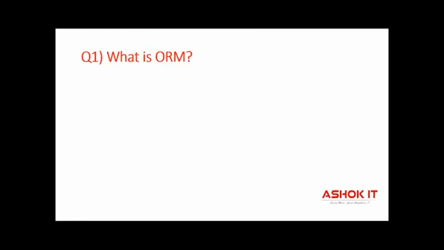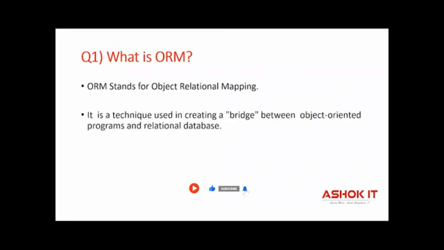First question, what is ORM? ORM stands for Object Relational Mapping. The meaning here is that we have to perform every operation in an object-oriented manner. We can also call ORM a technique that connects our application, a Java application, that is object-oriented programming, to a relational database. Here it can be an Oracle database or a MySQL database, that is the relational database we are going to use.